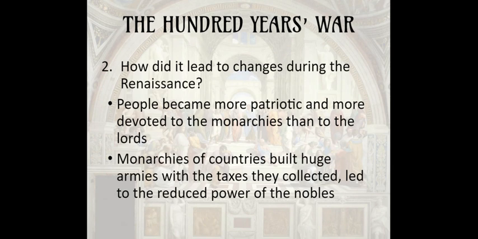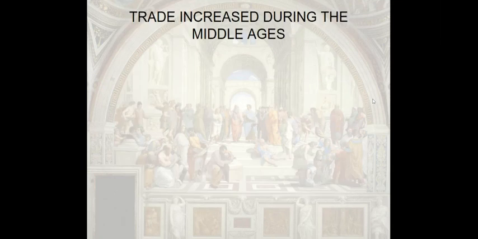Monarchies of countries built huge armies with the taxes they collected, which led to the reduced power of the nobles. So you're kind of eliminating the middleman here. If you think about our social hierarchy, our social pyramid that we've talked about over the past couple days, we're kind of eliminating the people in between. And so people have an opportunity to rise up the social pyramid more. They're not stuck in their place for long periods of time.